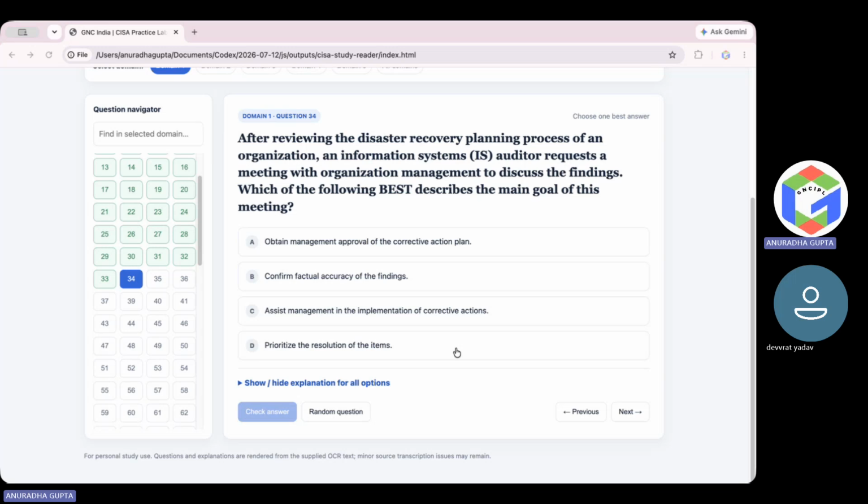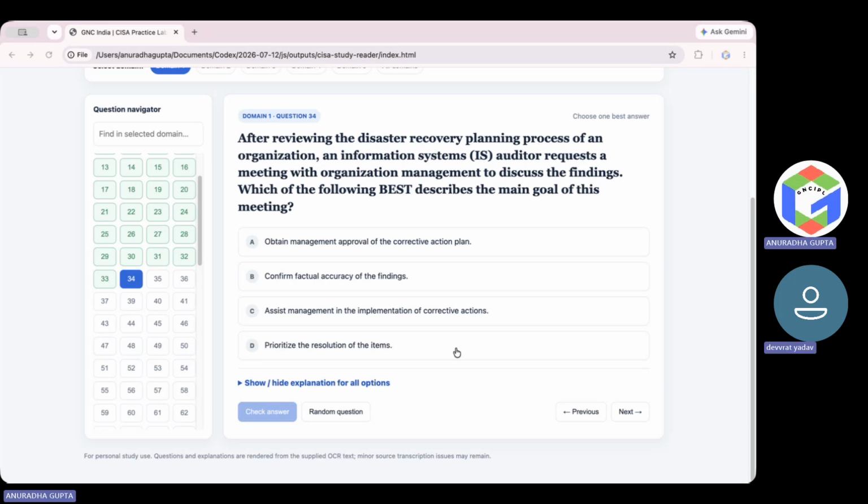So management approval of the corrective action plan, that happens later, it's a later process. Confirm factual accuracy of the findings: if the auditor has found something, they can discuss this with the manager in the closing meeting. Then assist management in the implementation of the corrective action, that is also a later stage, a secondary activity. Prioritize the resolution of the items.